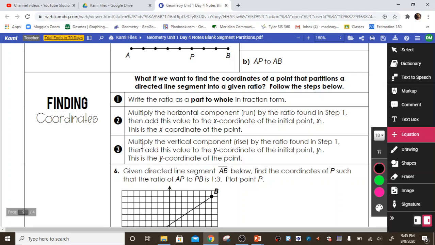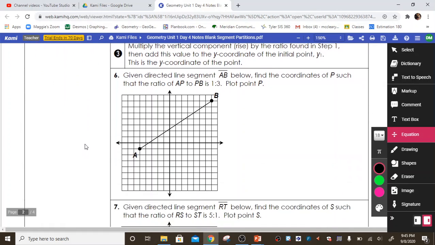And then we're going to do the same thing with the vertical component here. We're going to multiply the rise times our ratio from part 1, and then we're going to add it to y sub 1, our initial point, and that's going to give us the y coordinate of the new point. Okay, so this seems complicated, but it's really not that bad.